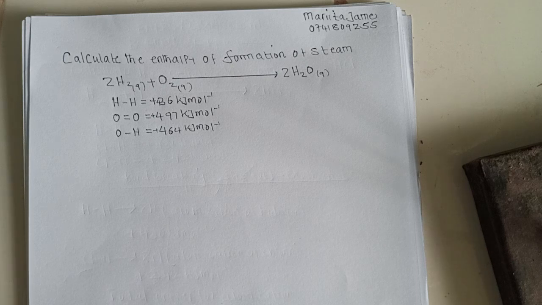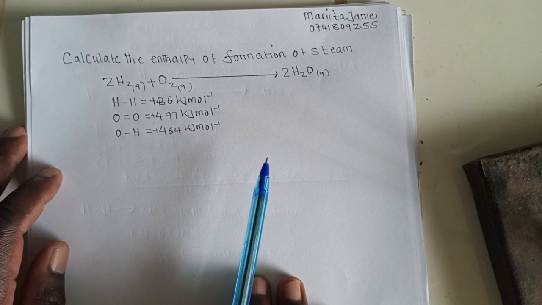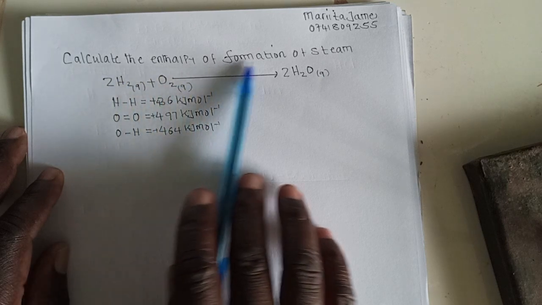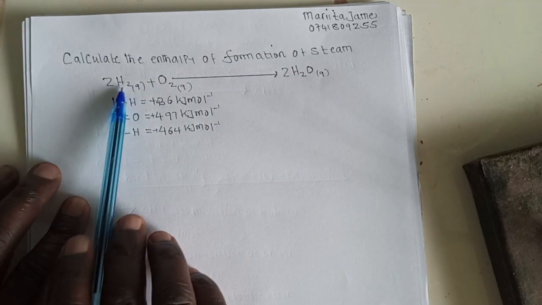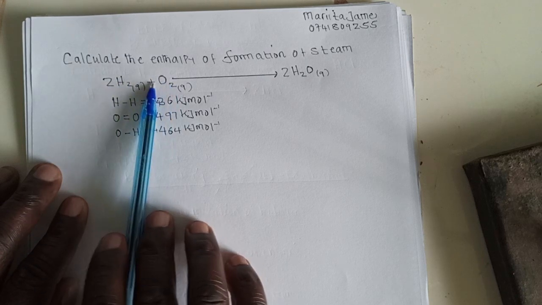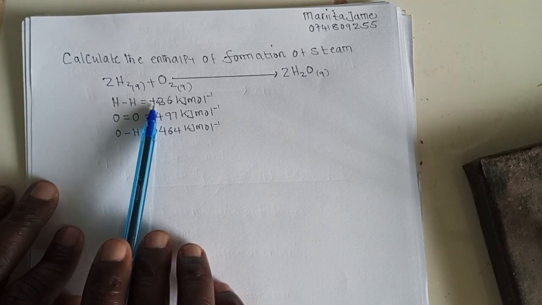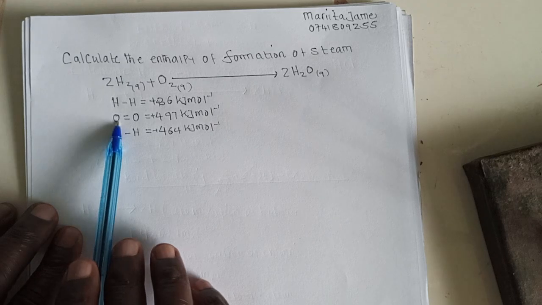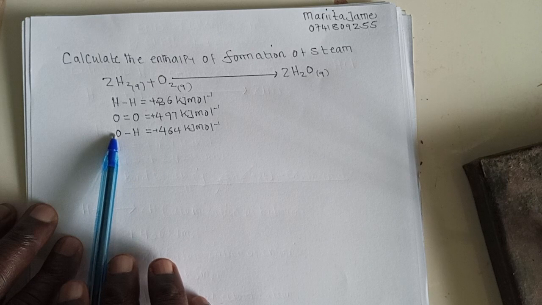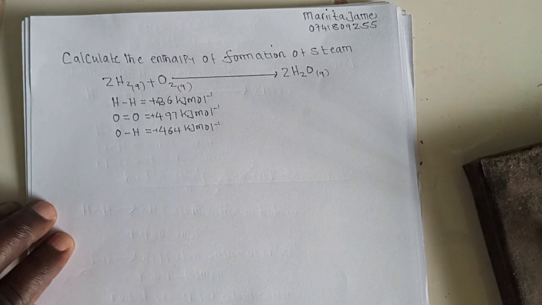Today we are looking at Form 4 work, energy changes, and the bond energies, heat of formation. Calculate the enthalpy of formation of steam. We have this question here: hydrogen reacting with oxygen, forming steam. The bond energy between hydrogen is positive 436, oxygen is positive 497, and oxygen to hydrogen is positive 464 kilojoules per mole.